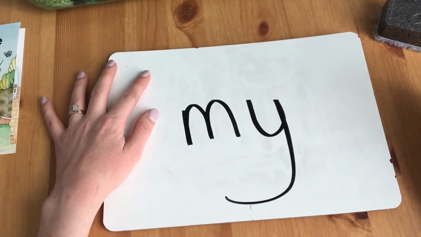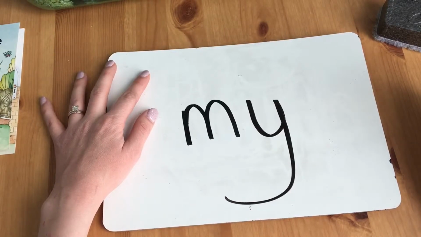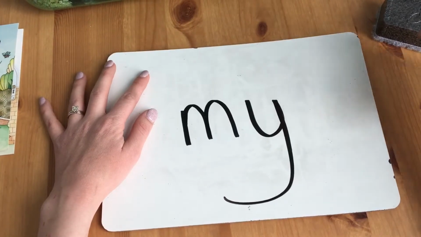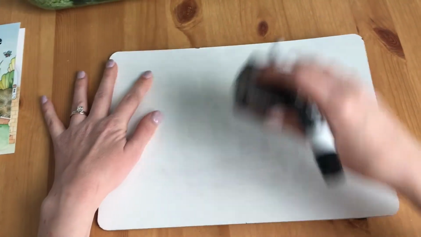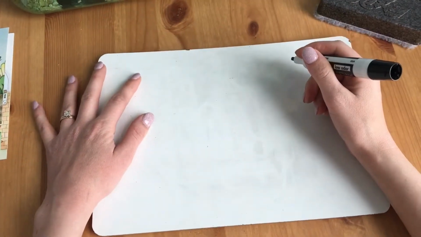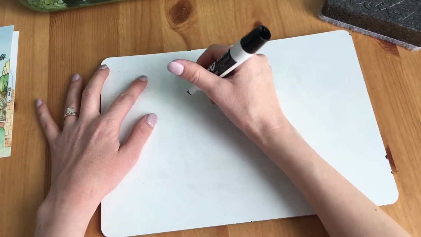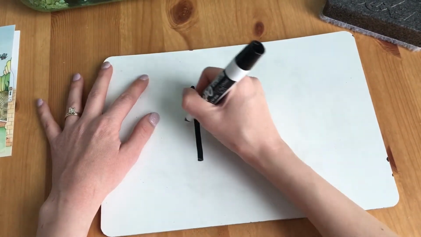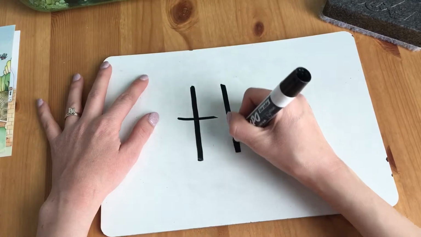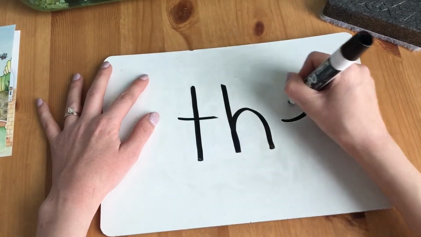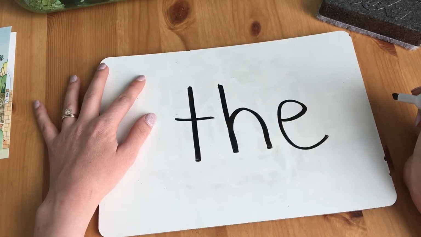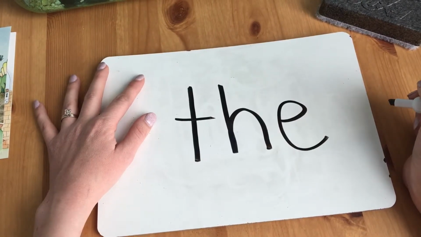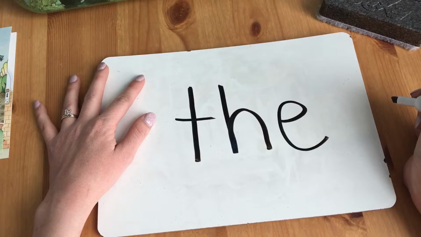I'm going to give you 3, 2, 1. If you said the word my, you are correct. Good job. All right, here is another sight word for you. Let's see. Do you know what this word is? Let's see. I'm going to give you 5 seconds. Or 3. 3, 2, 1. Okay, this is the word the.